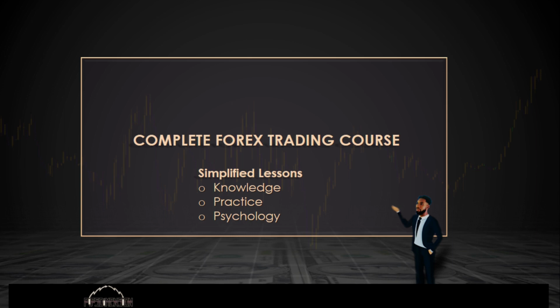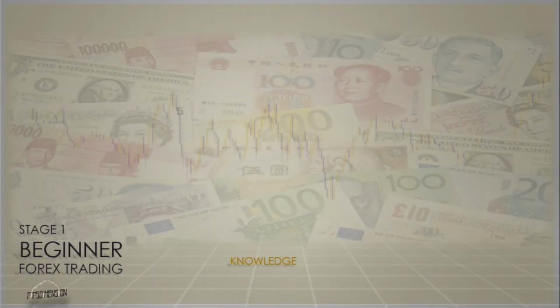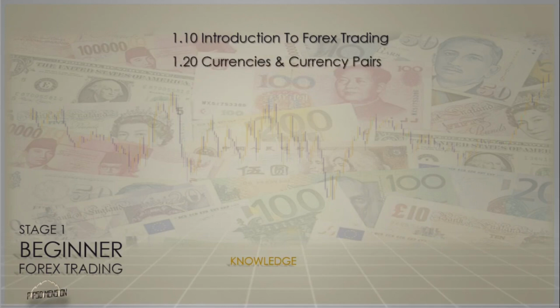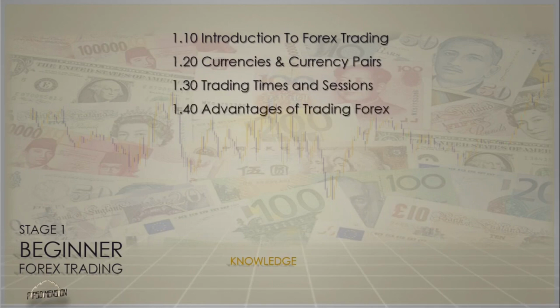The lessons are brief and yet they are loaded with all the essential contents that you need to get you started trading. On this note, I'd like to highlight the topics you are going to learn at every stage of this course. Stage 1 covers content on the general knowledge about the introduction to forex trading, what is traded in the forex market, and how forex trading occurs. You also learn about currencies and the currency pairs. You learn about trading times and sessions. Learn about the advantages of forex trading.